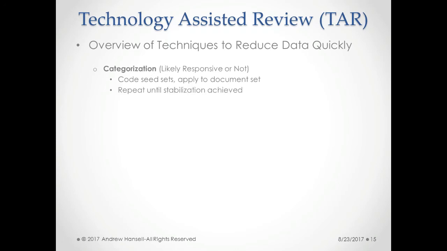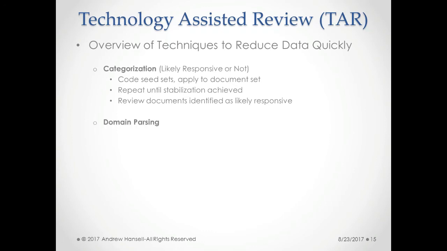as likely responsive or likely not. You're going to repeat this for several cycles, typically maybe 5 or 6 rounds, until stabilization is achieved. That's achieved when the computer is telling you that even though you're coding additional documents, it's not affecting the categorization of the other documents. They're not shifting between being likely responsive or not anymore; to the extent that they can be categorized, they have been. Then you can take the results of this categorization process and limit your review of documents to those identified as likely responsive.